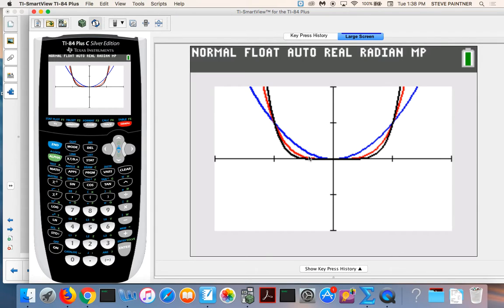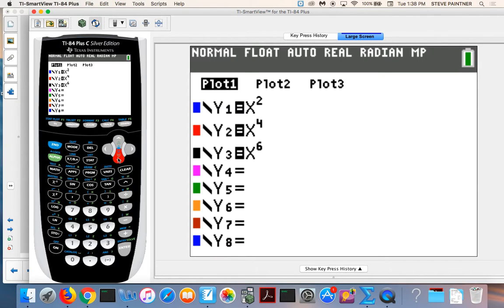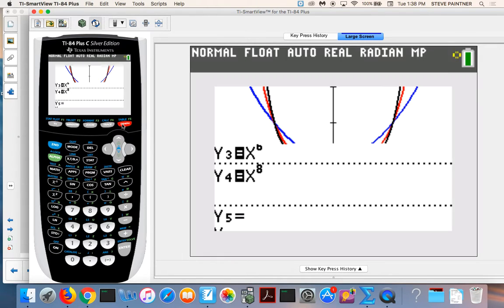When it hits 0, 0, what about when the power gets bigger and bigger? What does the graph look like at 0, 0 as the power gets bigger? Flat. You guys, the bigger the power, the flatter the graph gets, right at the x-intercept, which is 0, 0. If I went x to the 8th, what would you expect it to do? Even flatter.